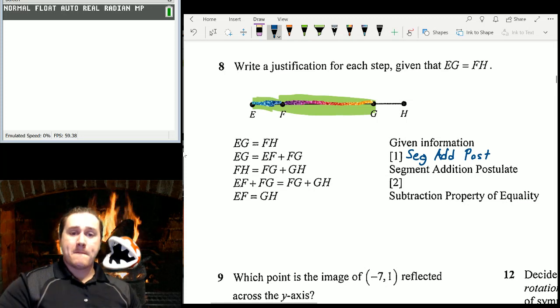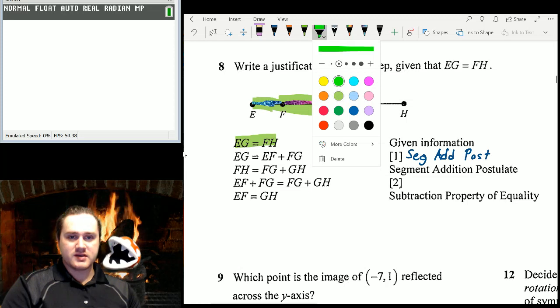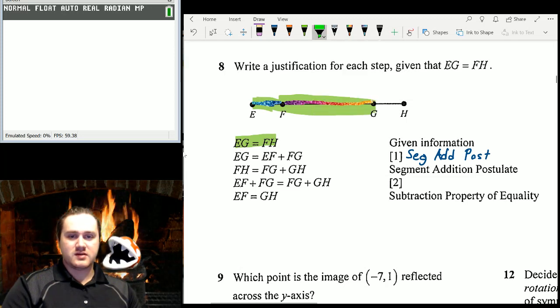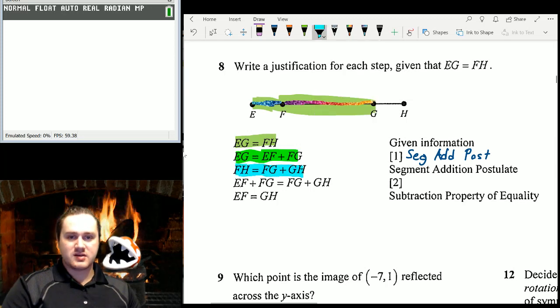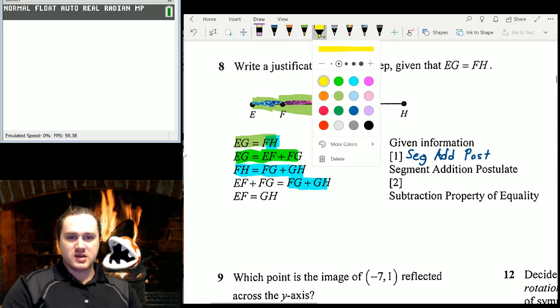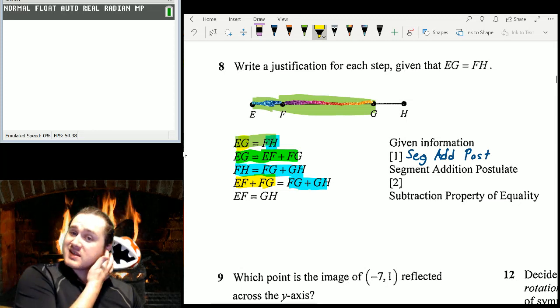other side, right? But when we move to step 4, if you notice on here, we're taking the original statement, EG is equal to FH, and they had EG equal to EF plus FG. Then the other part, they have FH equal to FG plus GH. So what happens here is that the FH gets replaced with FG plus GH, and the EG gets replaced with EF plus FG. So we're basically just putting these parts in together.